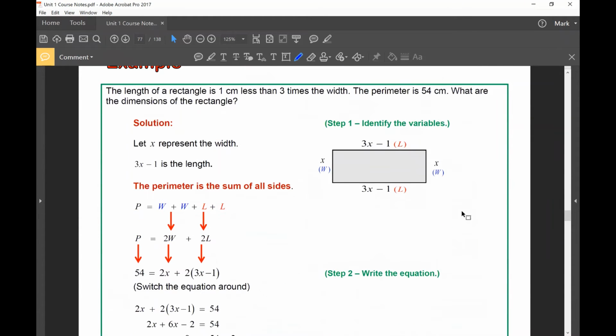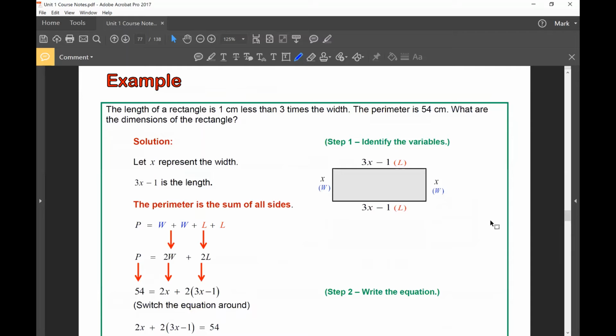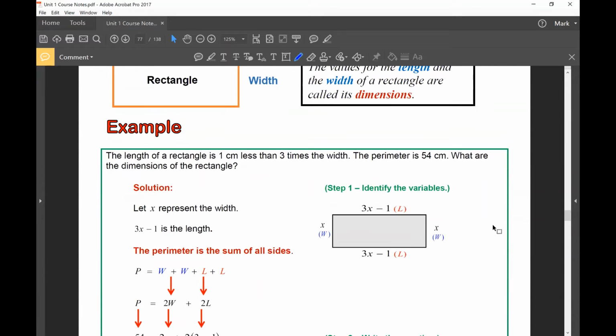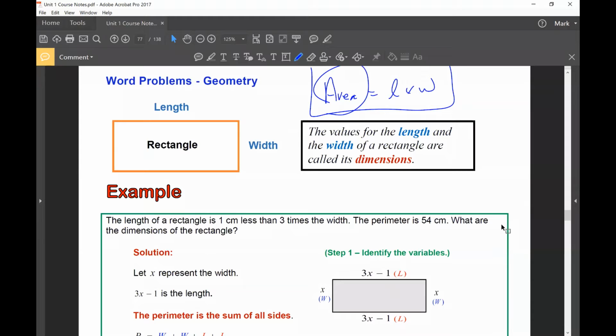All right, example. The length of a rectangle is 1 centimeter less than 3 times the width. Okay, that's interesting. The perimeter, this is another formula. The perimeter is 54 centimeters. What are the dimensions of the rectangle? Now, one important thing here, there are two formulas here. These will be given to you. Don't worry. You don't have to memorize this.